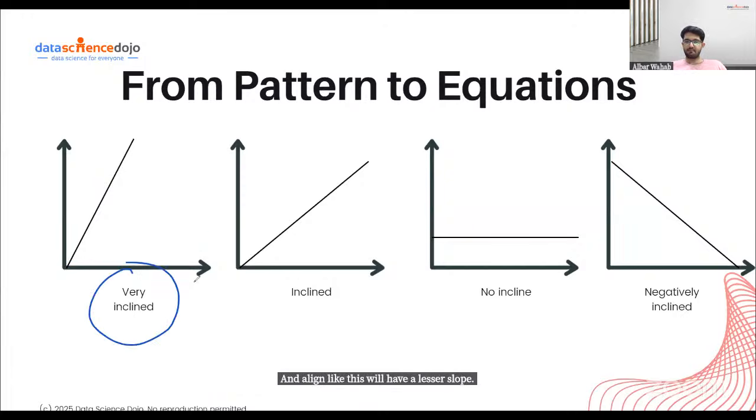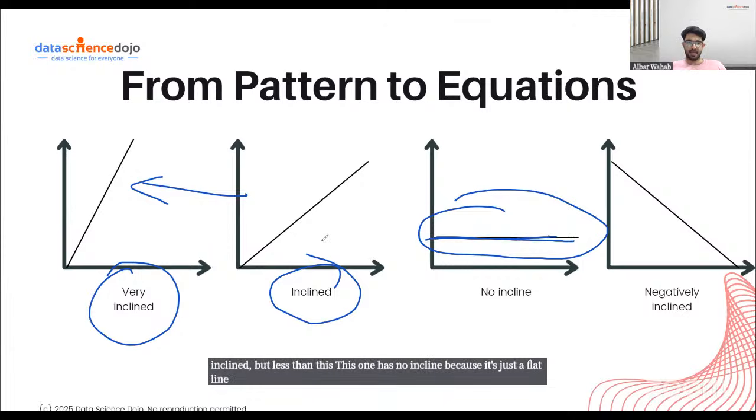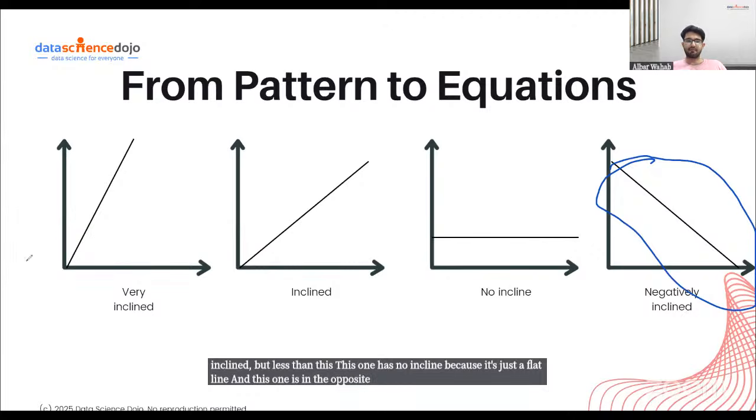So this is inclined, very inclined. This is inclined, but less than this. This one has no incline because it's just a flat line. And this one is in the opposite direction. So this is negatively inclined.